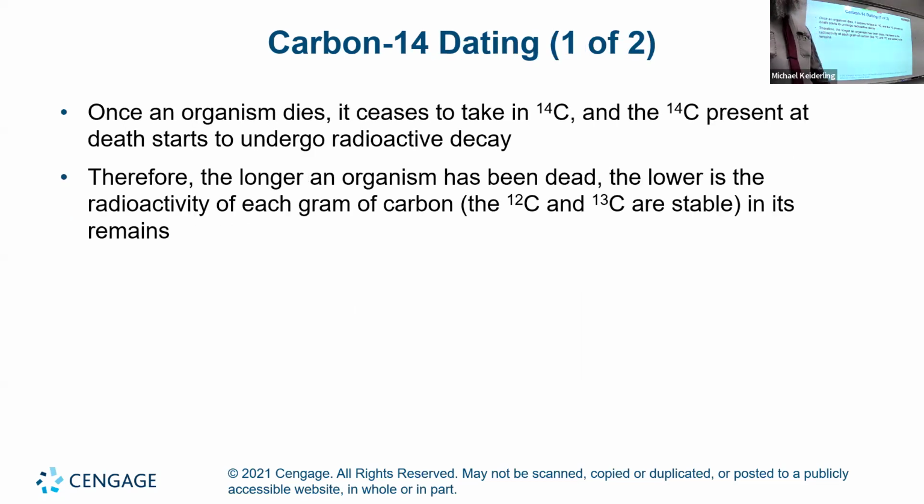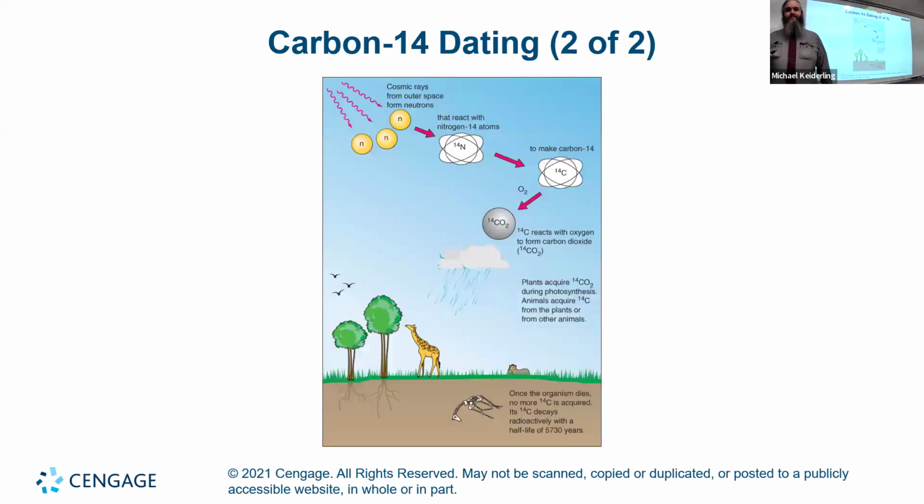And once an organism dies, it ceases to take in carbon-14, and the carbon-14 present at death starts to undergo radioactive decay. And therefore, the longer the organism has been dead, the lower its radioactivity of each gram of carbon, because the carbon-12 and carbon-13 are stable in its remains. And we've gotten better and better at carbon-14 dating, so we can get more and more accurate measurements from tinier and tinier samples. But this is sort of the process.